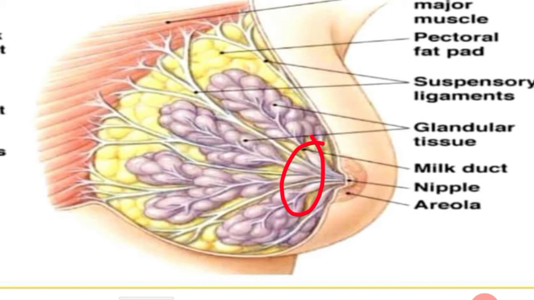Mammary ducts expand and form mammary ampulla where some milk may be stored before going to the lactiferous duct. Each lactiferous duct typically carries milk from one of the lobes to the exterior, right?